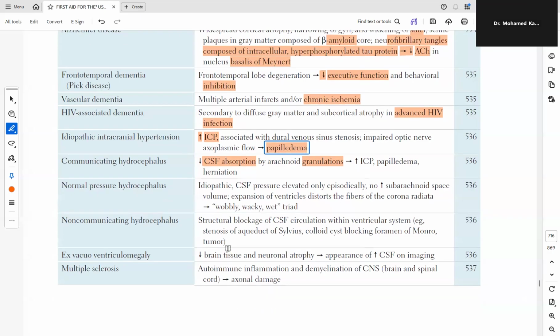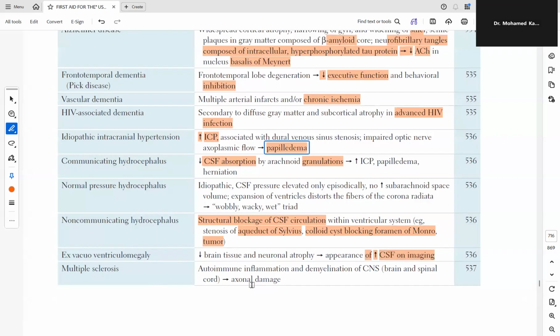Non-communicating hydrocephalus is a structural blockage of CSF circulation within the ventricular system, like stenosis of the aqueduct of Sylvius, a colloid cyst blocking the foramen of Monro, or a tumor could be doing that. Ex vacuo ventriculomegaly: decrease in brain volume and neuronal atrophy, with appearance of increased CSF on imaging.